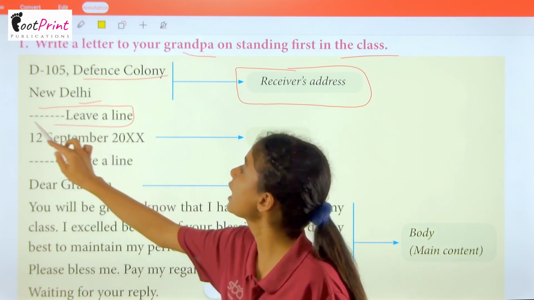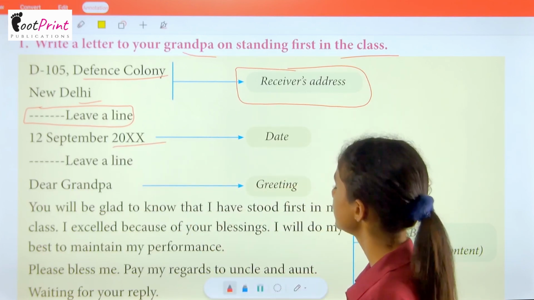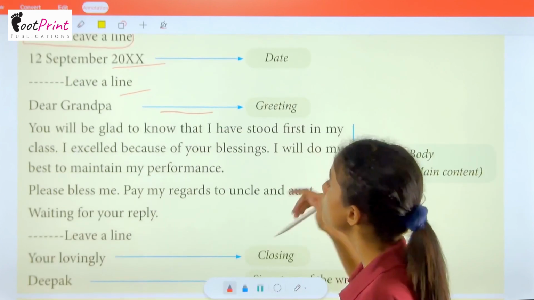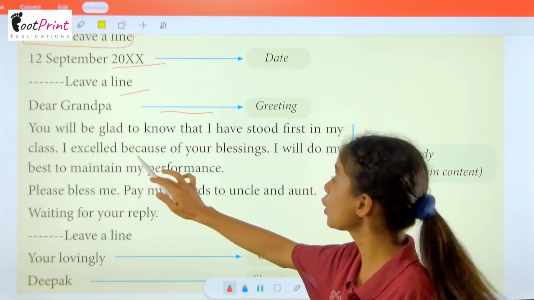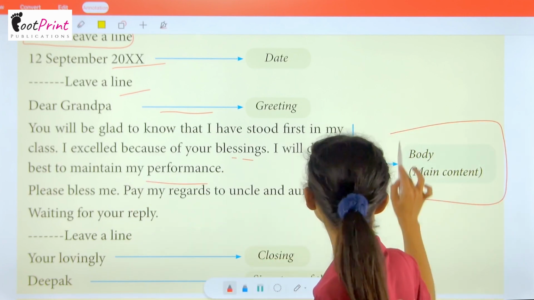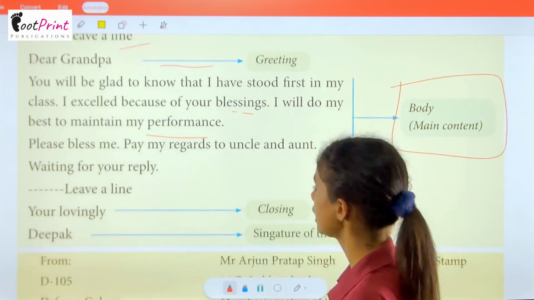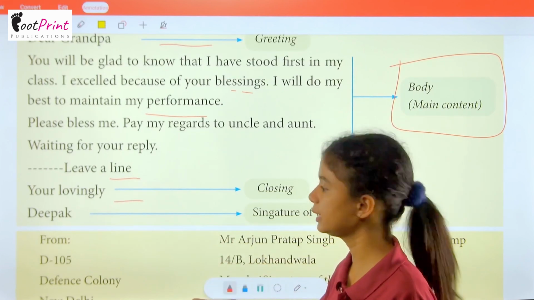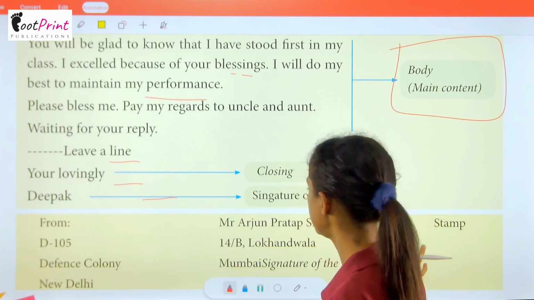Now, you have to leave a line in your notebook. Then write the date when you are writing the letter. Then again leave a line and write, Dear Grandpa. You will be glad to know that I have stood first in my class. I excelled because of your blessings. I will do my best to maintain my performance. So, we have written the body here, the main content after Dear Grandpa. Waiting for your reply. Again, you will leave a line after the main body. Then you will write the closing. Yours lovingly, Deepak, or whatever the name of the writer is. Okay, this is how you write a letter.